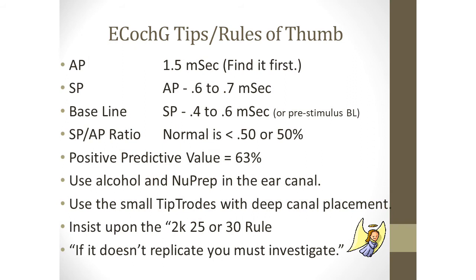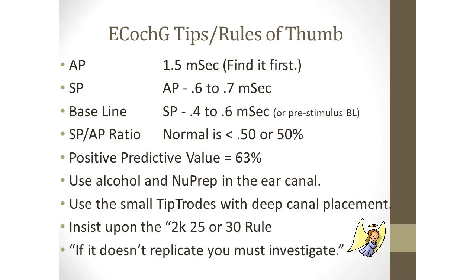So here's the rules of thumb. This is good to know if you're doing ECOGs for the first time. The first thing to look for is where's the action potential, and you should find it quickly and easily at about 1.5 milliseconds at 95 dB on a normal adult.